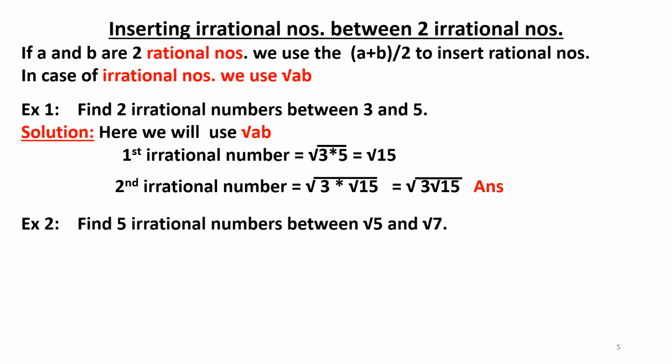Find 5 irrational numbers between root 5 and root 7. For this, we won't use the formula. It will become very confusing. Root under root like that it will come. So, another method we are going to use.